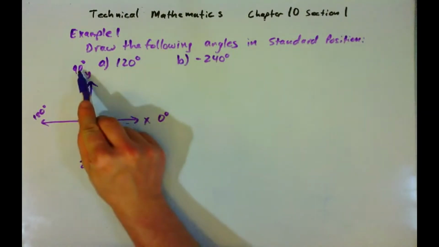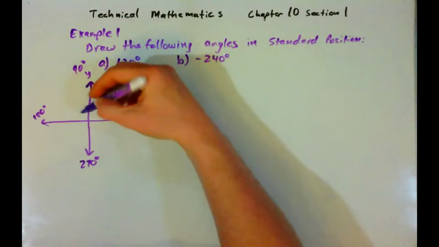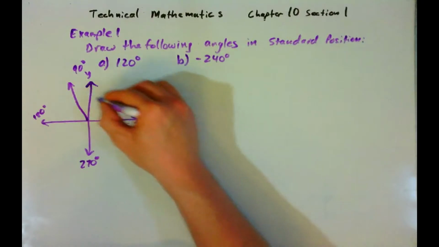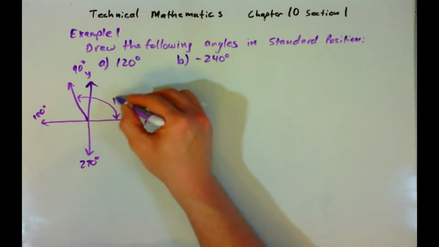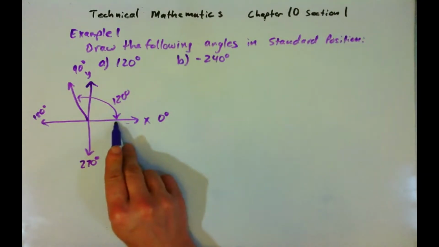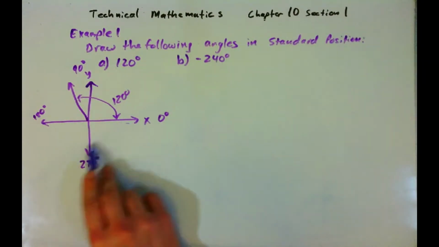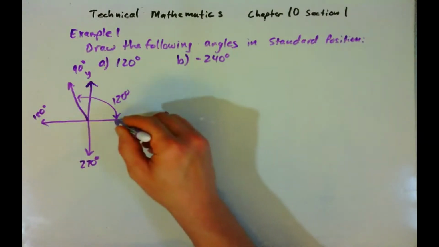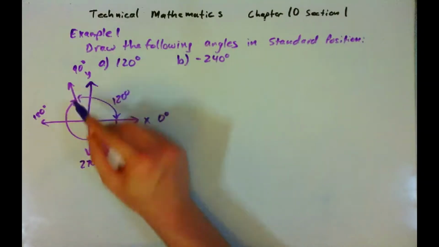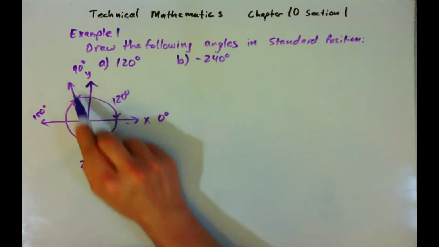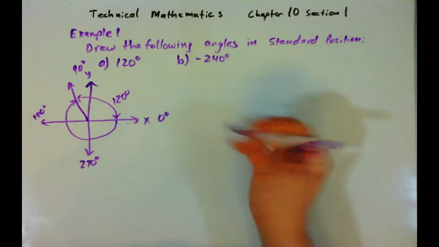And so for 120 degrees, that's greater than 90 but less than 180, of course. 120 degrees is right in here somewhere. And negative angles start at the positive x-axis, which is 0 degrees, and they go clockwise. And so 240 is greater than 180, and it turns out that these end up on the same line. And so these two angles are what we call coterminal.